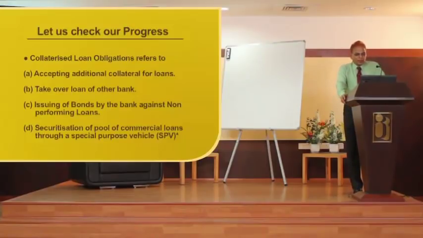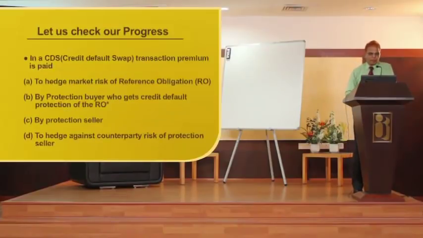Collateralized loan obligations, CLOs, refer to accepting additional collateral for loans, takeover loans of other bank, issuing of bonds by the bank against non-performing loans. And we know that collateralized loan obligations are a kind of securitization, a securitization of a pool of commercial loans through a special purpose vehicle. So D is the correct answer.